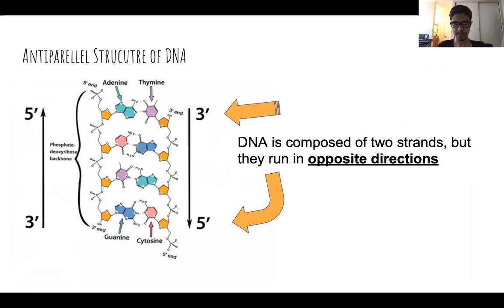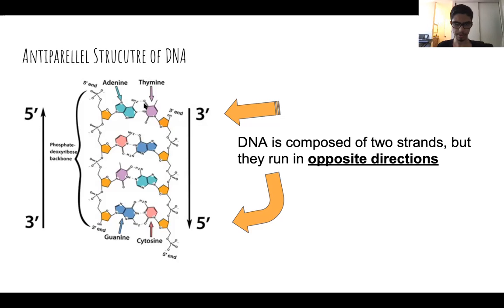Also, another important aspect about DNA is that it runs in an anti-parallel fashion, basically. So for example, you see here that DNA in this strand, in this side, is going from 5' to 3', and then from the right, it's going from 3' to 5'. So basically, DNA is not parallel to its other strand, to its complementary strand.